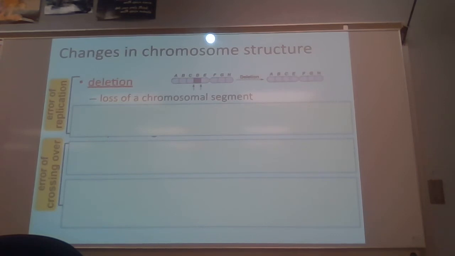So it's exactly what it sounds like. We're going to lose a chunk of our chromosome. So when we copy it, we miss copying a section of it. So the new chromosome's missing a piece or part of it.